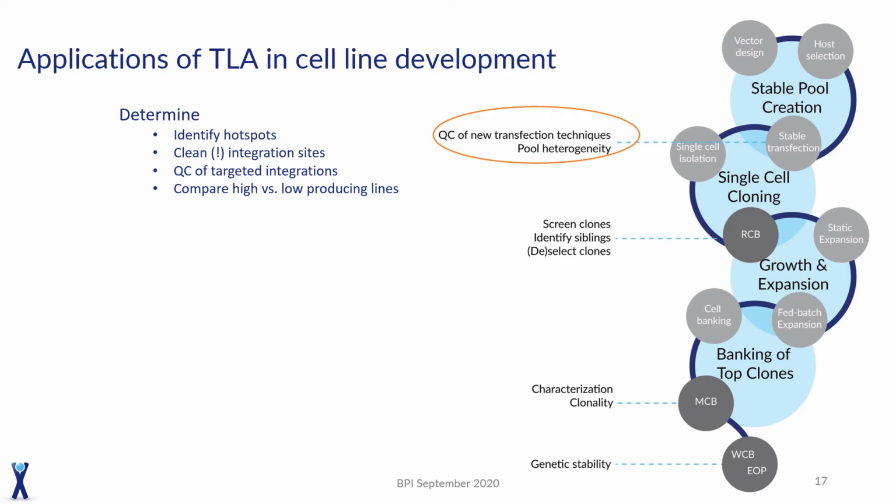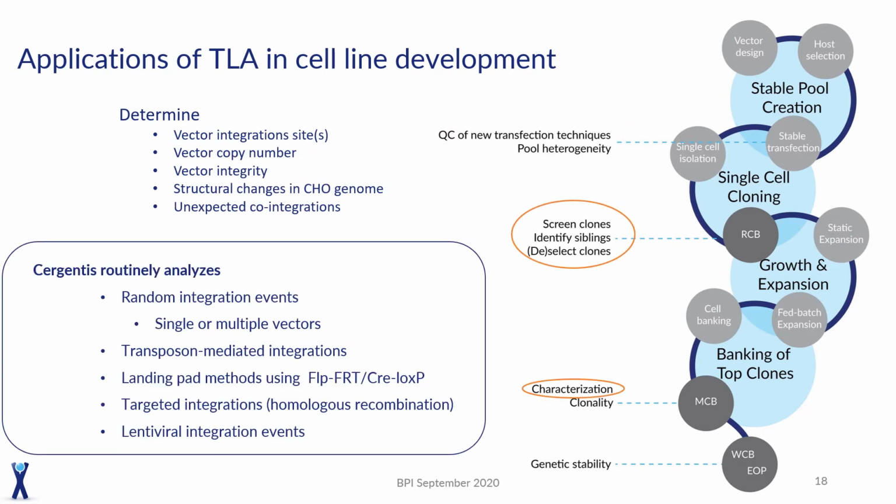Similarly, we can look at heterogeneous pools. So now you might, for example, if you have two pools, one with high producer cell lines, one with low producer cell lines, you can compare the two in a single go using TLA and see whether there are any characteristics in the integration sites. So TLA is being used a lot in clone selection and cell bank characterization at the MTB stage. Whereby, of course, you are interested in the number of integration sites, vector integrity, and looking whether there are any structural variants surrounding the integration sites.